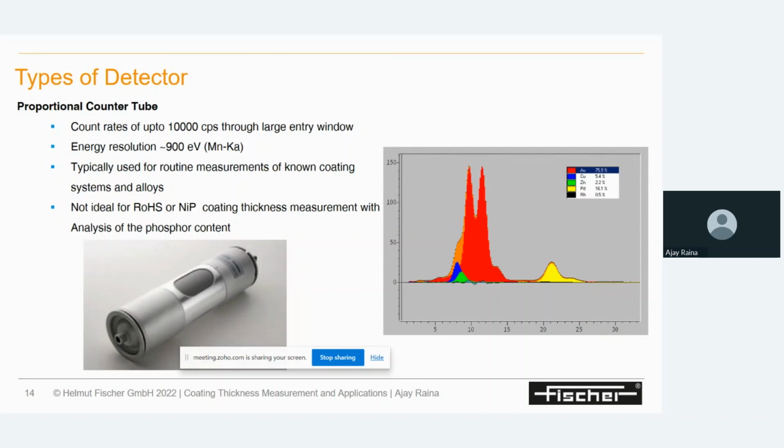Mostly when the customer requirement is for RoHS testing, or he wants to do nickel phosphorus along with the phosphorus percentage, we can do it with the proportional counter in case the customer requirement is on a ferrous base. But for coating thickness, we can use the proportional counter instrument normally; when phosphorus percentage is required as well, then it's better to have the silicon PIN or SDD.